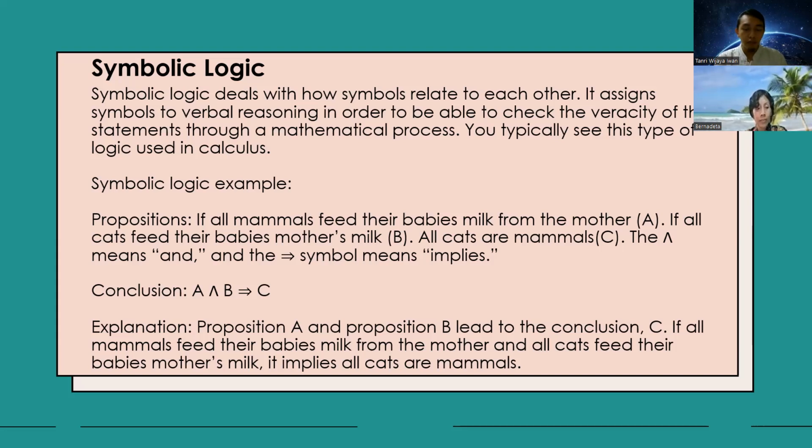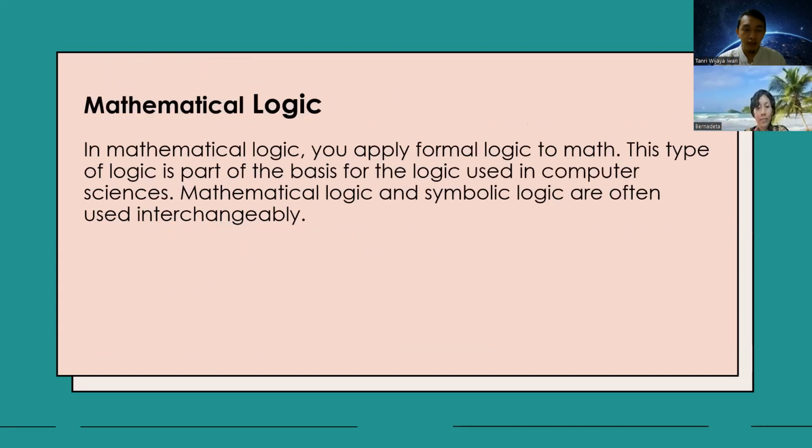The explanation is that proposition A and proposition B lead to the conclusion C. If all mammals feed their babies milk from the mother and all cats feed their babies mother's milk, it implies all cats are mammals. That's very simple, Tanri, talking about symbolic logic. Right. Now we are going further to the last logic.